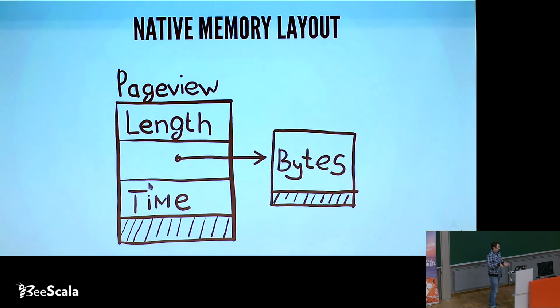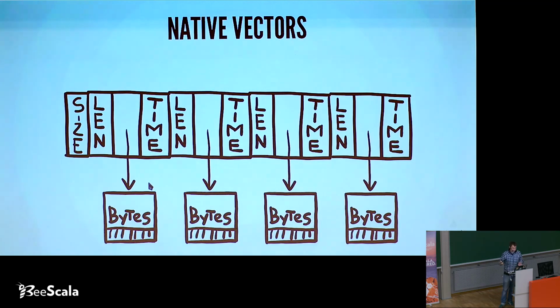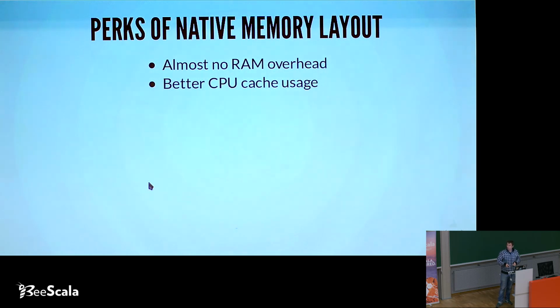If you see how it will be distributed for just a vector of page views, all the page views will be in a single chunk of RAM, one after another. There might be some padding between the objects, but at least it's controllable by the compiler. It's up to you. And it has much better CPU cache usage, so your processor doesn't need to traverse these weird data structures of objects referencing each other. And it has almost no RAM overhead, just a single reference for the string.